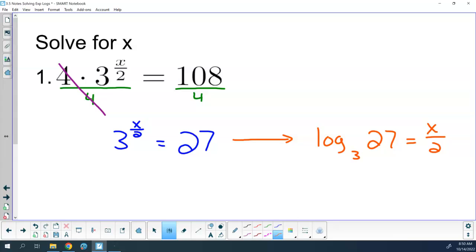Or I should say, excuse me, earlier this week we were talking about properties of logs. So we'd have to do that. In this case, what exponent do I put on 3 to get 27? 3. So this 3 equals x over 2. So x has to be 6. Quick check. 6 divided by 2 is 3. 3 cubed is 27. 27 times 4 is 108.